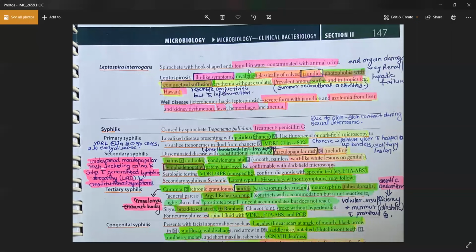You will get the severe end organ damage. You will get the liver dysfunction. You will get the kidney dysfunction. You will get the anemia. You will get the hemorrhage.